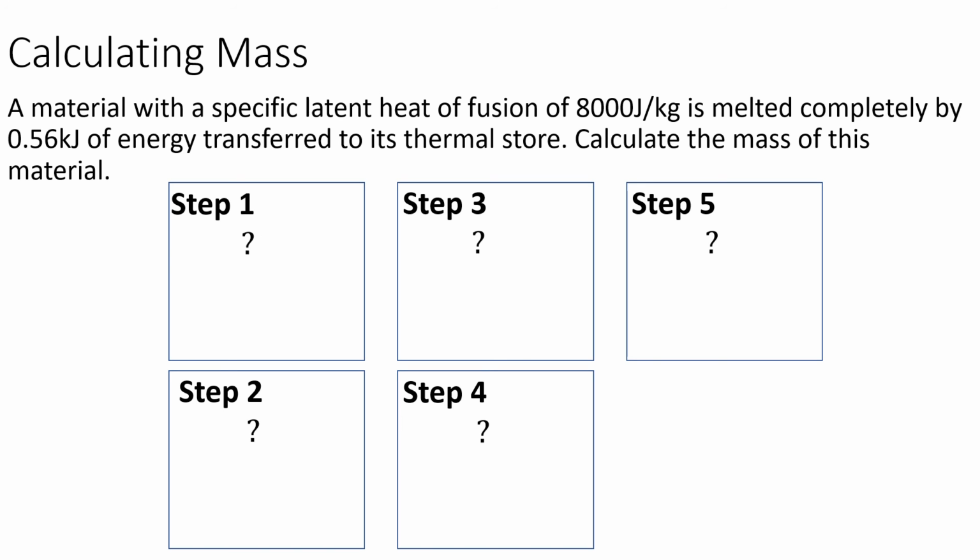And finally, a material with a specific latent heat of fusion of 8,000 joules per kilogram is melted completely by 0.56 kilojoules of energy transferred to its thermal store. Calculate the mass of this material. Complete steps 1 to 5 yourselves.